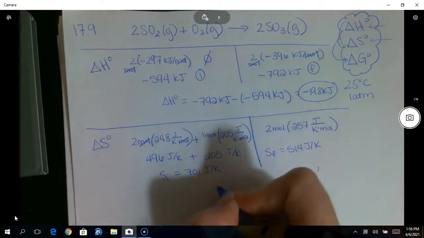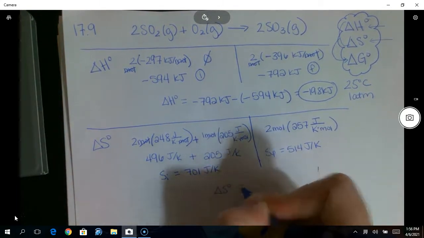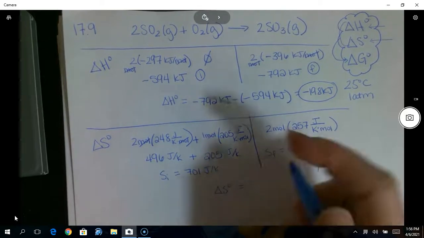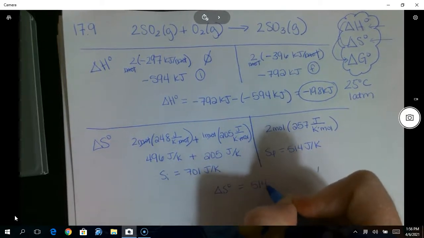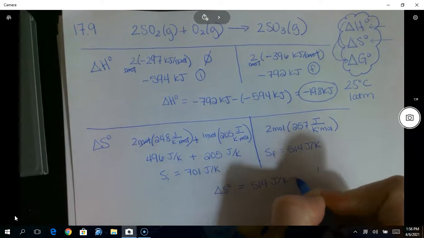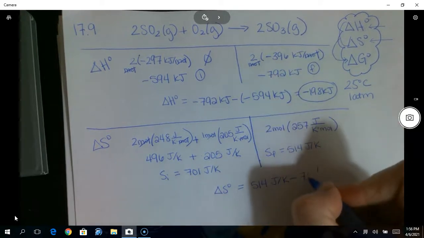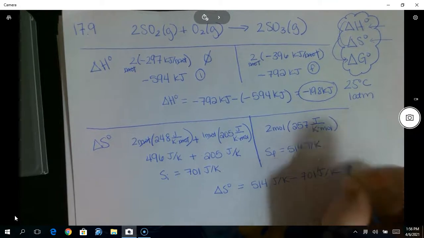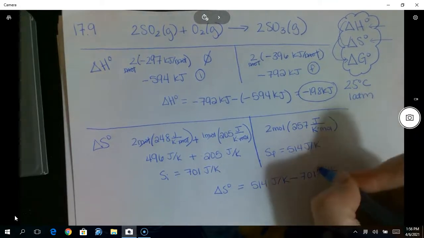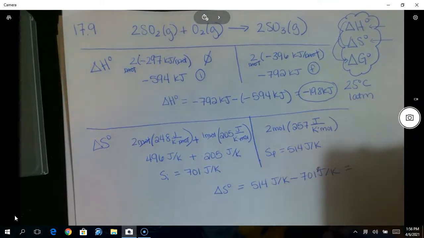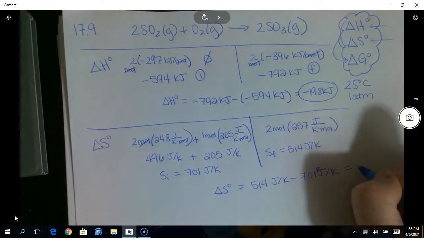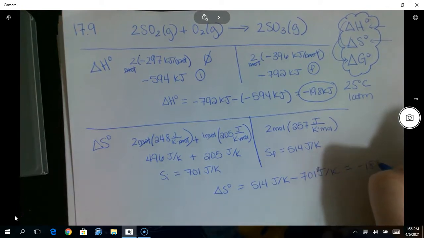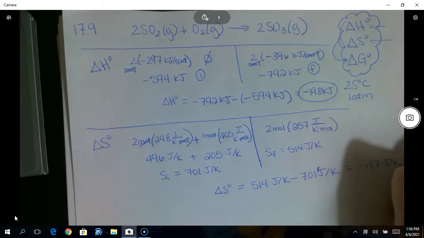So if I want to find delta S, I'm going to do S final minus S initial. So this is going to be 514 joules per Kelvin minus 701 joules per Kelvin. Not sure what this is on my paper. Apparently I drew on that at some point. So that's going to get me negative 187 joules per Kelvin.